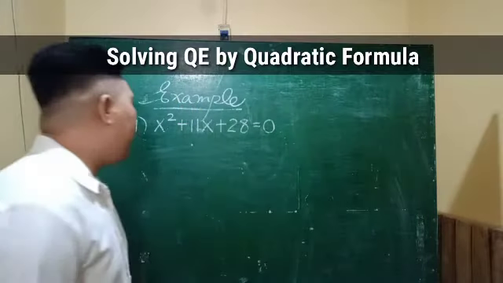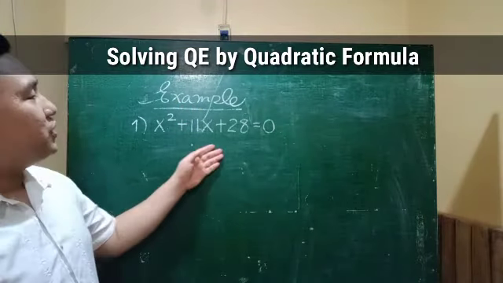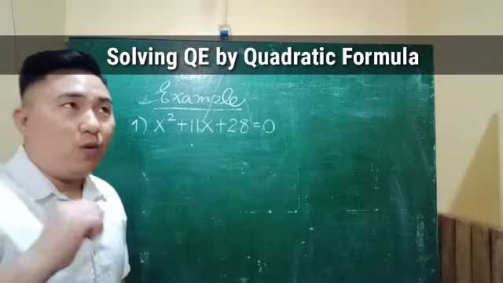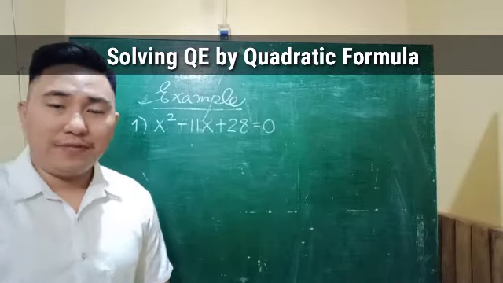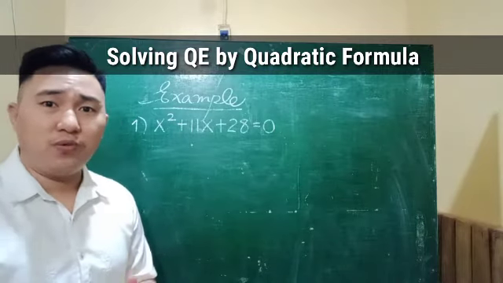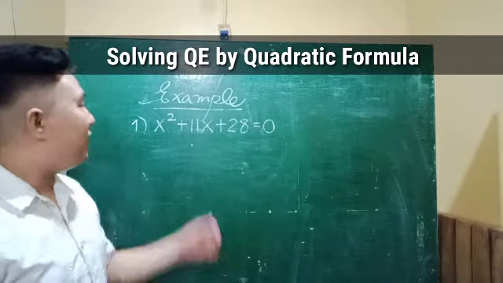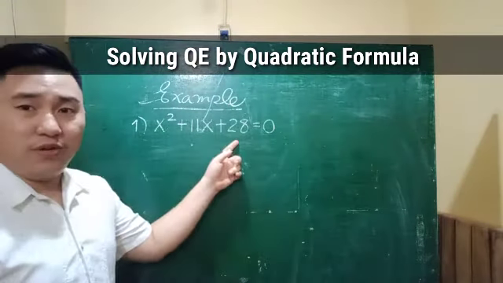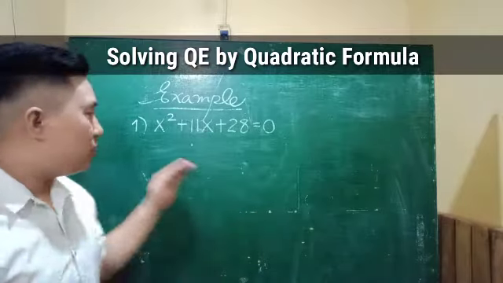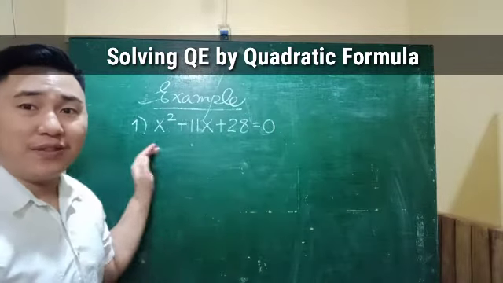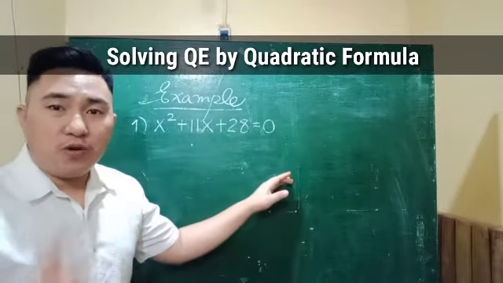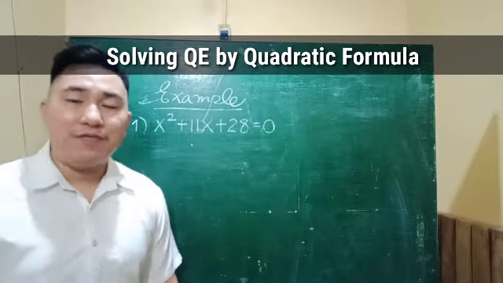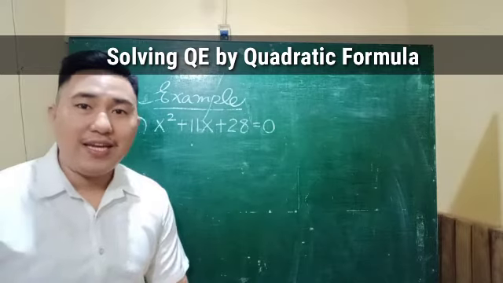So our example here is x squared plus 11x plus 28 equals 0. So again, ibig sabihin, ang una natin gagawin, dapat ang ating given ay naka-standard form muna. So ang arrangement nun, we have quadratic term, linear term, constant term, equals to 0. So therefore, this given ay naka-standard form na siya. Okay? Kung naka-standard form na siya, ang second step natin ay alamin ang values ng a, b, and c.